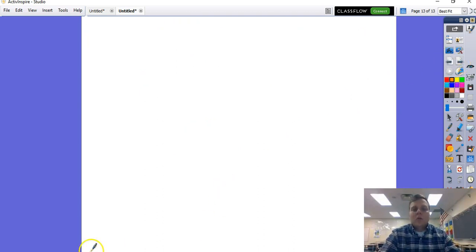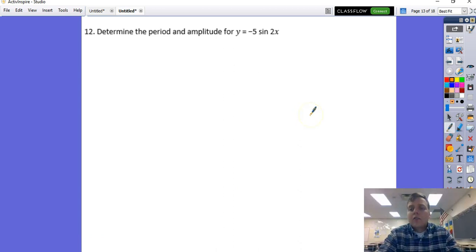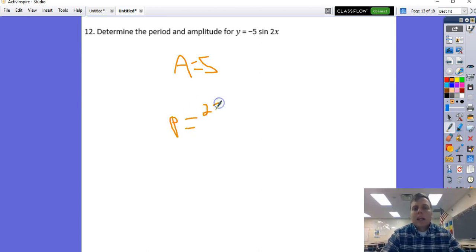Alright, number 13. Oh, I need to paste it. Okay, so apparently there's two number 12s on this paper. Not a big deal. The second number 12 says determine the period and amplitude for y is equal to negative 5 sine 2x. Alright, you should remember the amplitude is the positive number that multiplies to sine or cosine. So in this case, the amplitude is just 5. And you should remember that period is simply equal to 2 pi over b. b is the number multiplying to x. So in this case, that number is 2. 2 pi over 2, the 2's cancel, and you get just pi. And there you go. Amplitude is 5, period is pi.